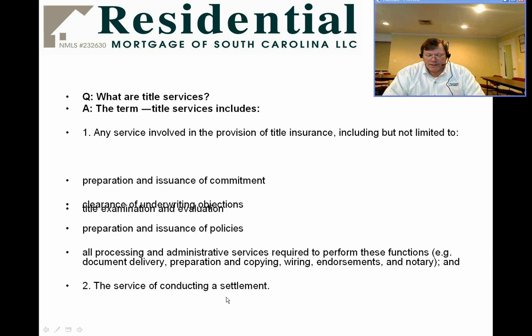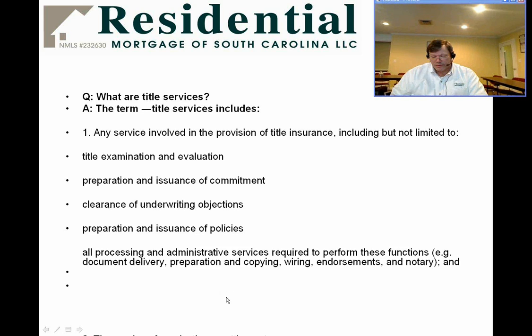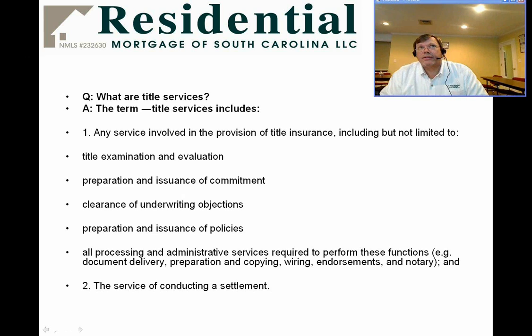And so if you ever get confused as to what title services are, that's what we're looking at right there. And this is HUD's definition. This is not title insurance. Yes. Preparation of issuance of commitments, clearing underwriting objections, and preparation and issuance of policies. So I believe that would be called abstract and things of that here. Yeah.